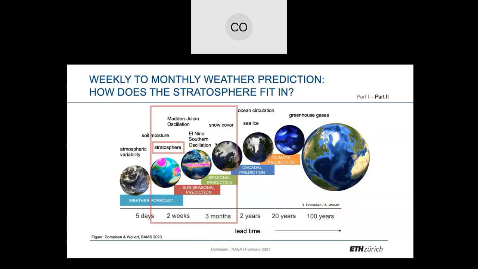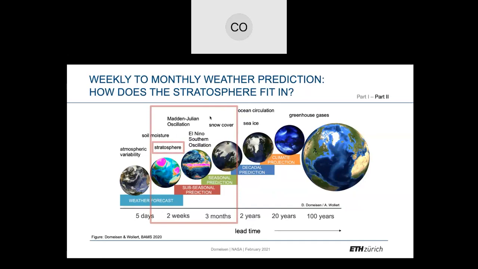So you looked at a range of different teleconnections on all the different lead times, and this is where the stratosphere comes in. Although the stratosphere does act on lots of different time scales, so we may be able to use it also on other time scales, this is the time scale that I've been focusing on. So go all the way from weather forecasting to climate projections, and here are a range of different factors that we may be able to use in order to make better predictions.